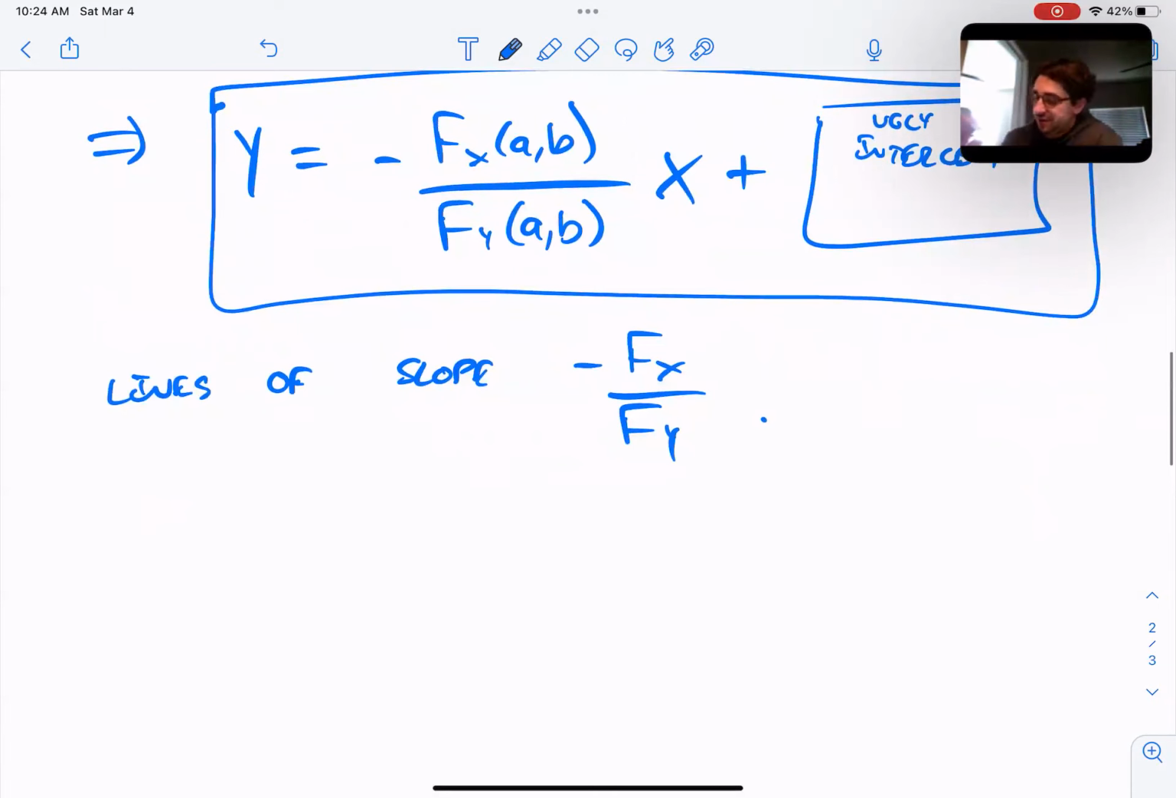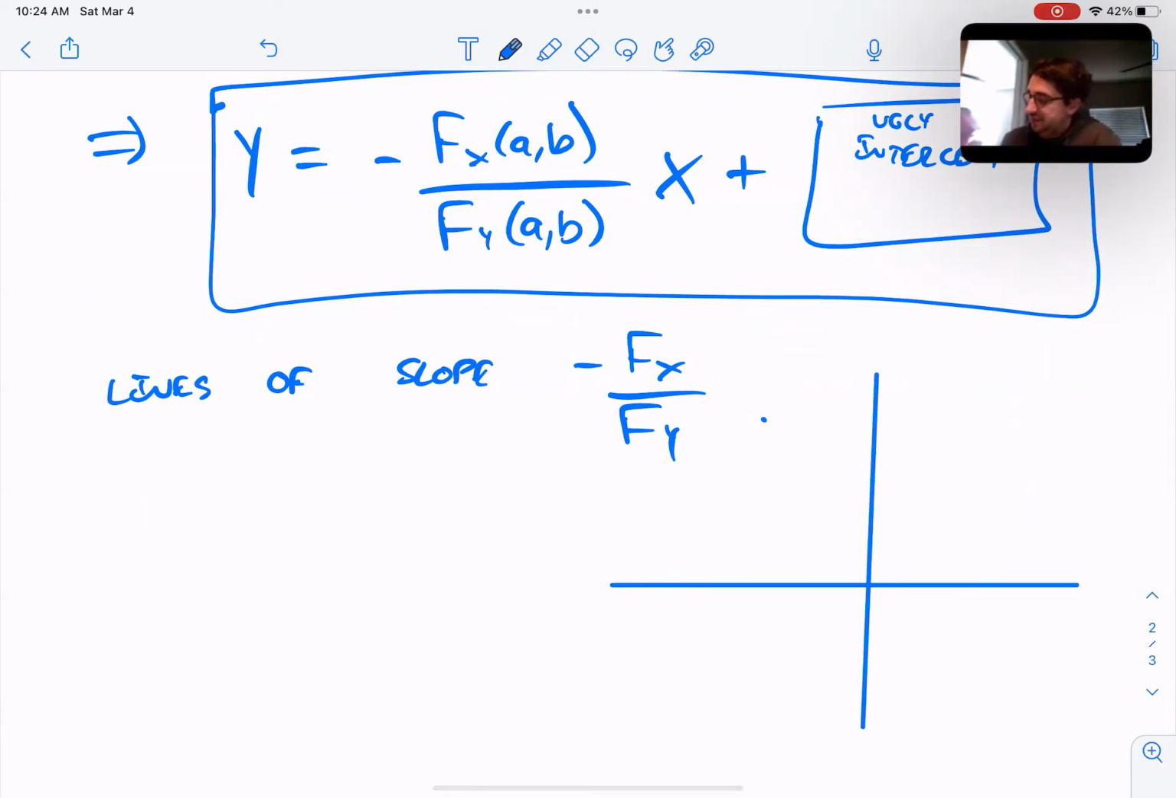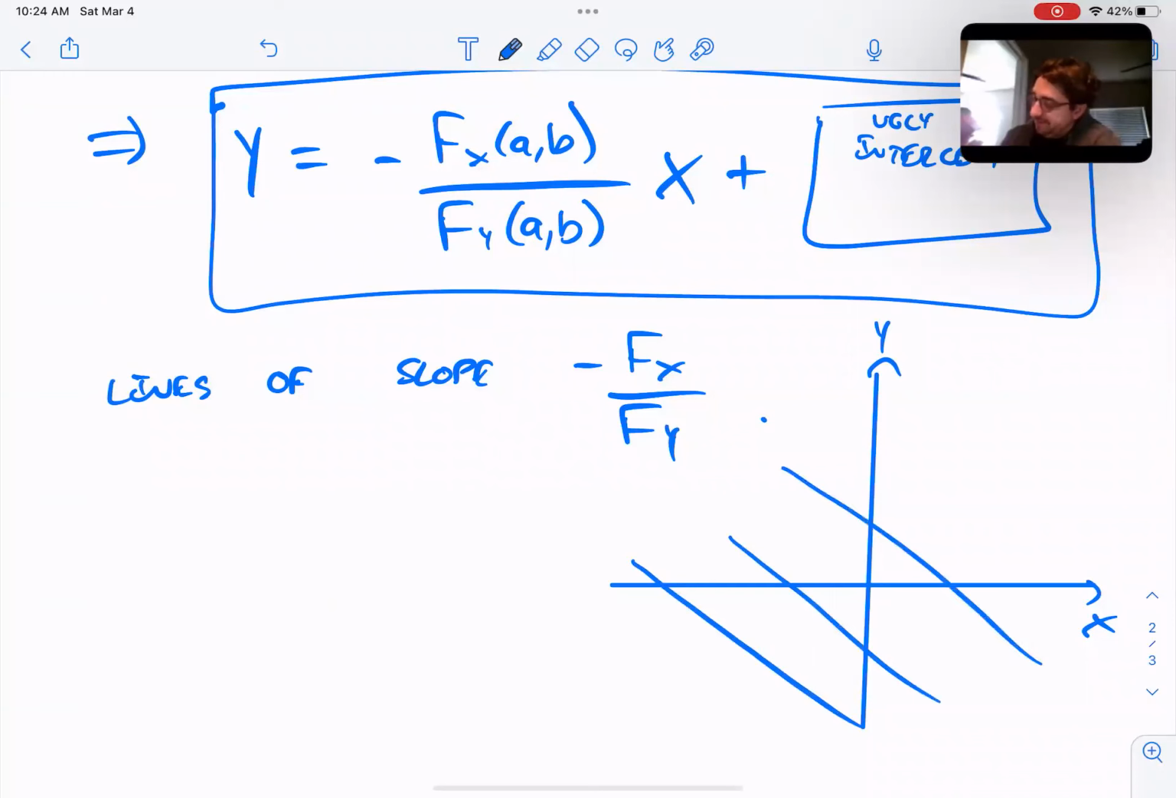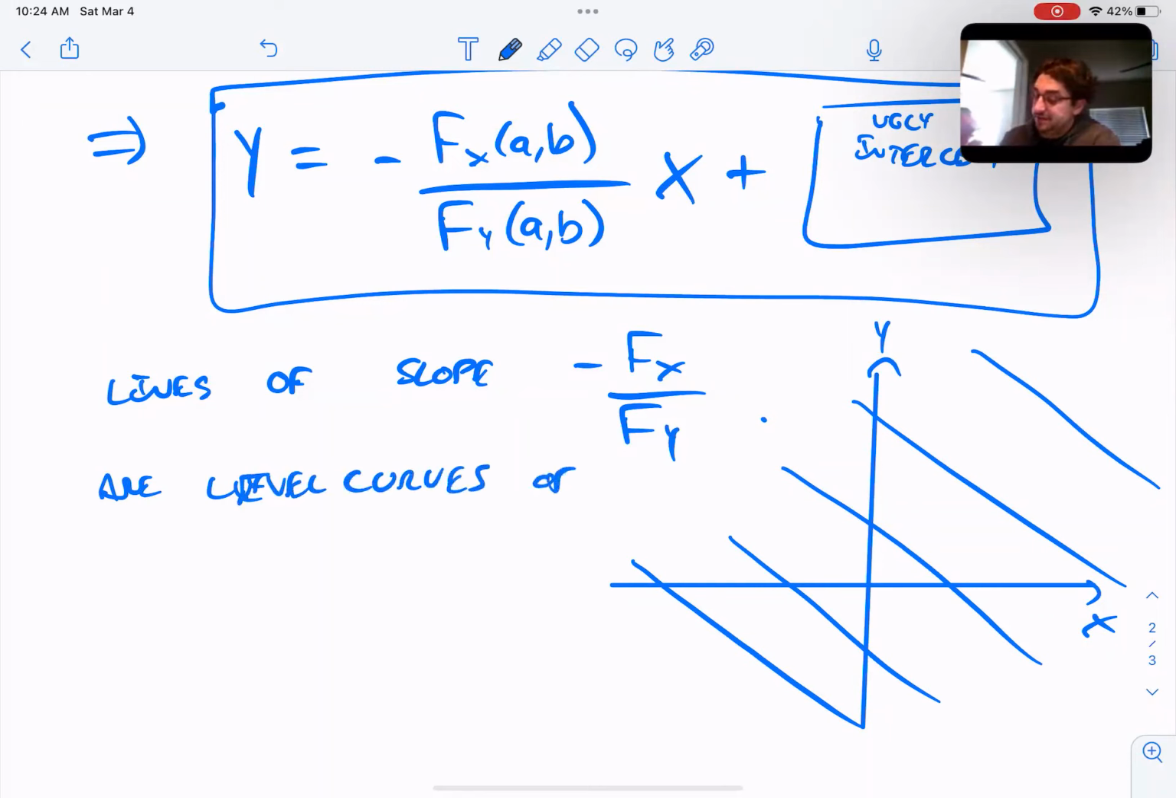So when you draw the level curves, right, you have x, you have y, and then you have lines that all have the same slope, right? So these are the level curves of the tangent plane, right?